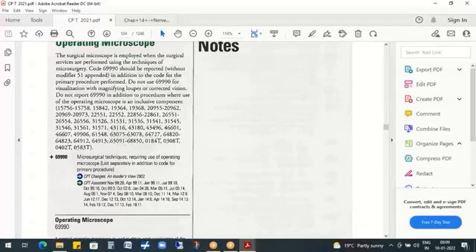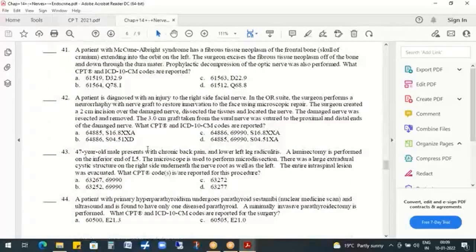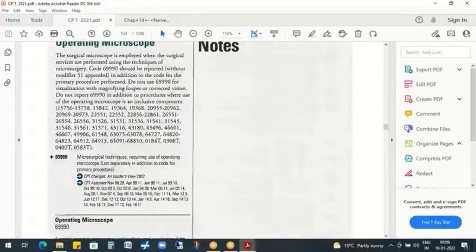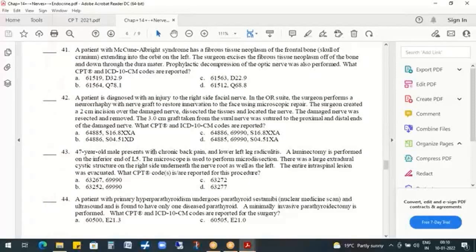Does it come under this range or not? 64 means it does not come under, it is the 65 range, right? 64820 to 64823, 64912 to 64913. That means the operating microscope is not included. We need to code it separately. What is your answer? D is your answer, right?